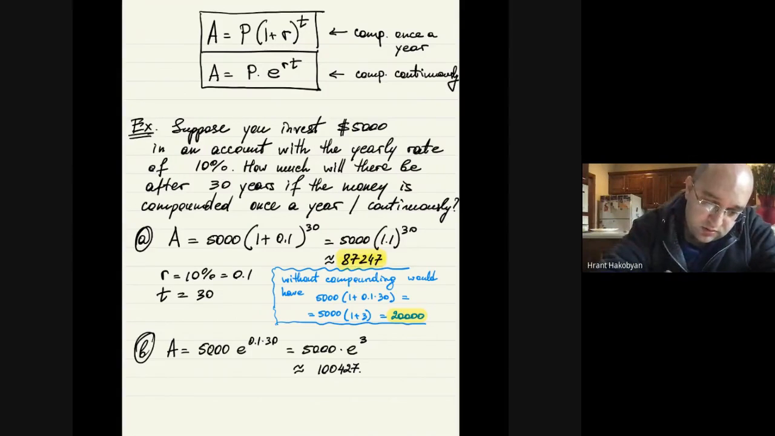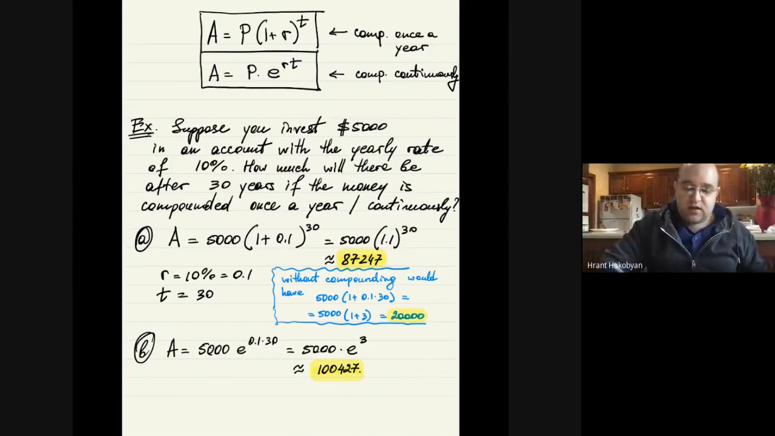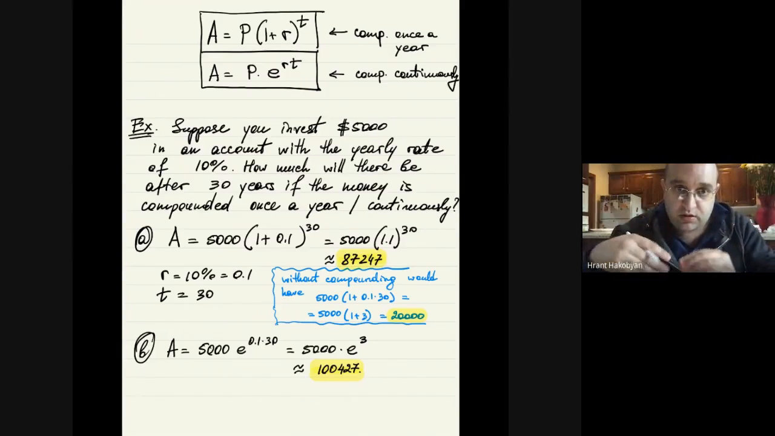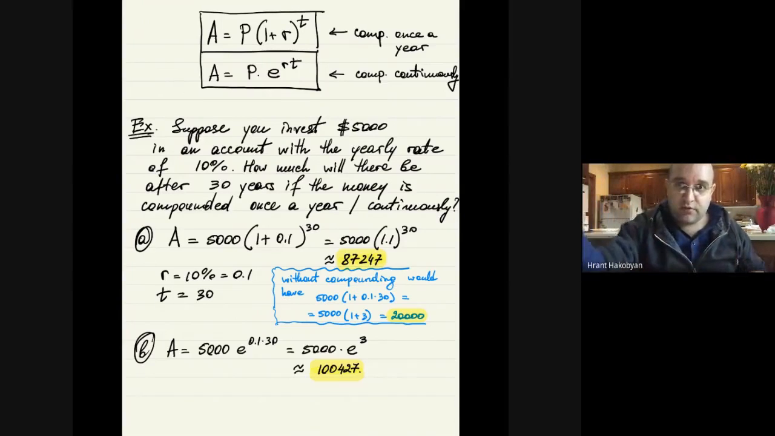Okay, so what is this again? This is the amount you get if your money is compounded, still with a 10% annual rate, but continuously compounded. It's not compounded once a year, right? So you wait a year and then you add 5%.